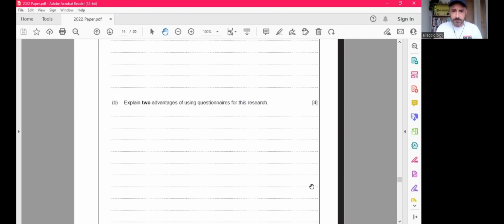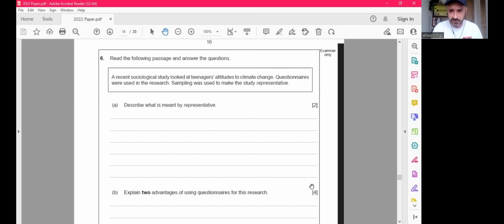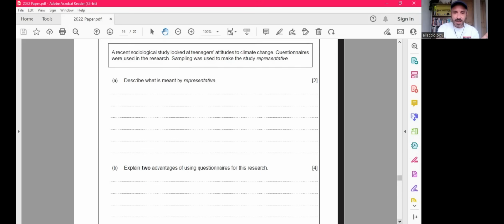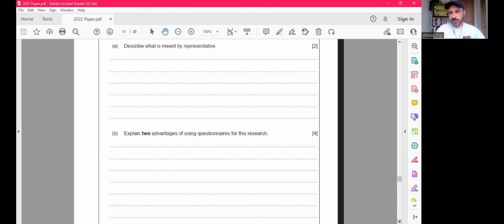Question B, explain 2 advantages of using questionnaires for this research. So the question here is actually asking you about the study in the passage, which is about teenagers' attitudes to climate change. So teenagers' attitudes to climate change. Why are questionnaires good for this? Well, there's a couple of reasons, isn't there? I mean, think about your basic reasons for why questionnaires are good.